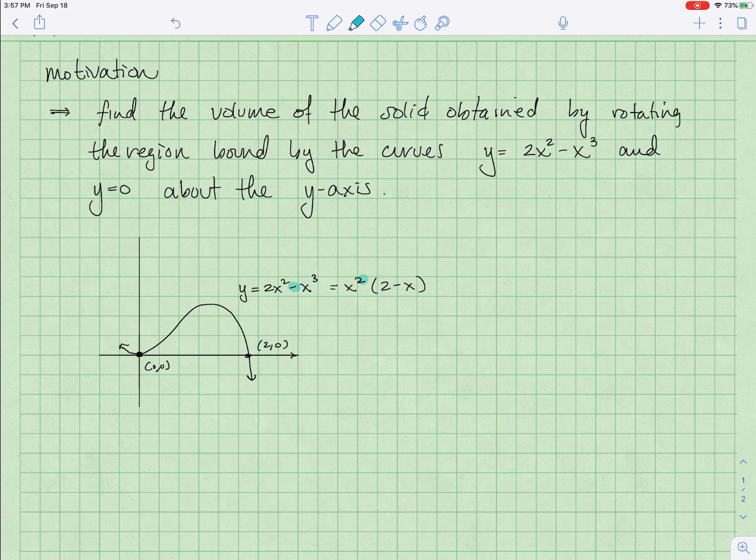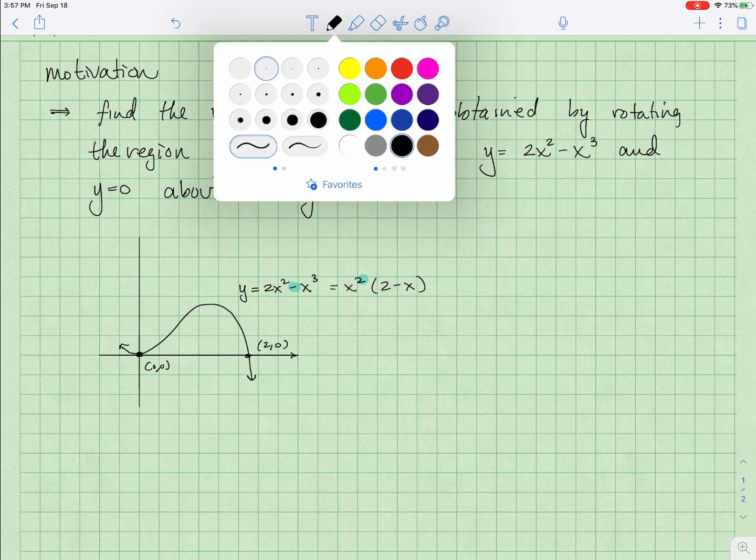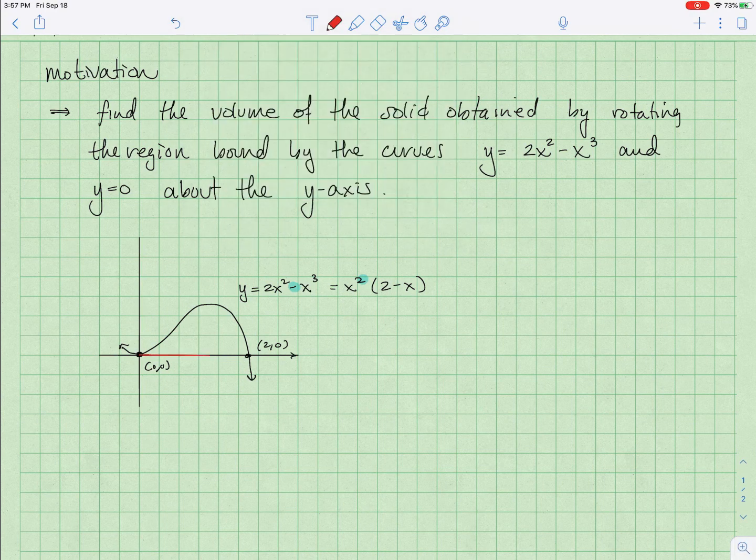The other curve is the line y equals 0. Let's do a different color there. That's this bottom line here, I'll do in red. Y equals 0, and then we're going to rotate that about the y-axis. So this is the region bound by those curves.